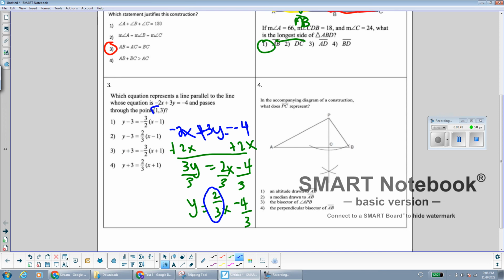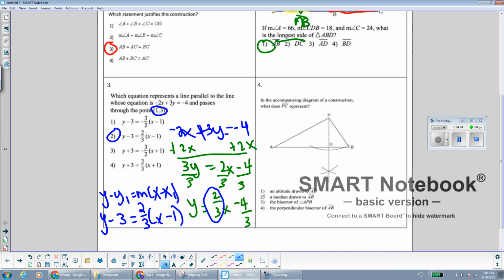Since we want the line to pass through the point 1, 3, using point slope form, which is y minus y1 equals m times x minus x1, I can plug in. Y minus the y coordinate of the point that we're using is 3. The slope of the parallel line is 2 over 3. And the x coordinate of the point that we're using is 1. So that is answer choice number 2.